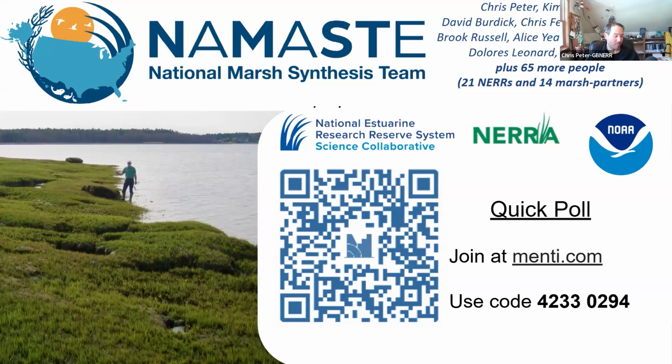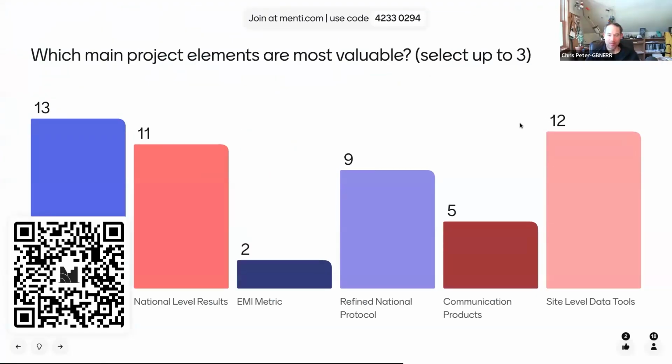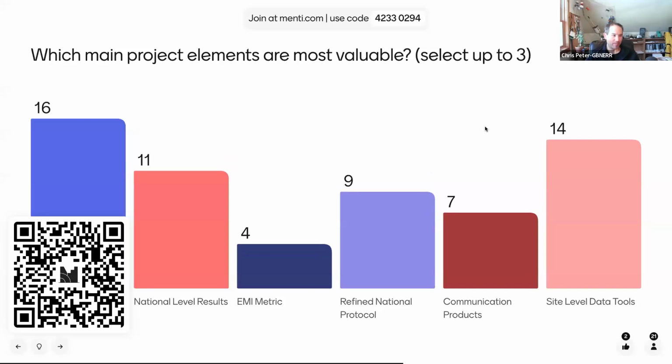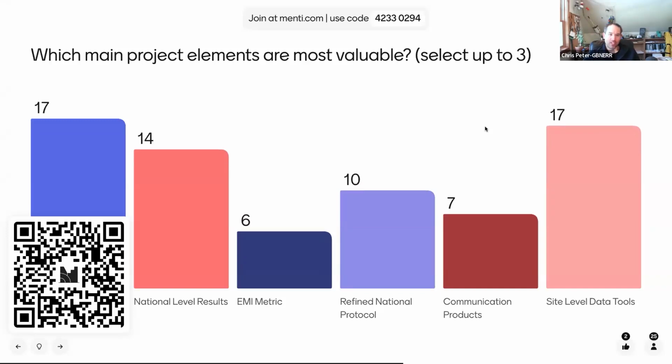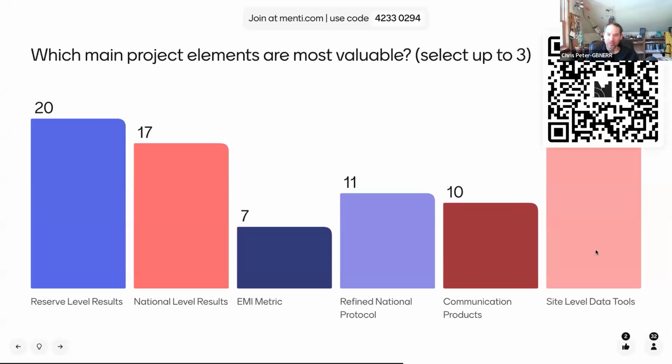Before we jump into that, please go back into this poll here with the QR code. Grant, I'm going to take over sharing so I can share the actual Mentimeter again, if you don't mind. Thanks. Hopefully I can get this right. Maybe Dave, you can give me a thumbs up or thumbs down if you're seeing this. Yep, great. So now that you've seen this great presentation from great speakers, what are the main project elements you find most valuable? Let me move this out of the way so you can see all the results. Is it site level data tools, reservable results, EMI metrics? I am reading them in a very weird way.